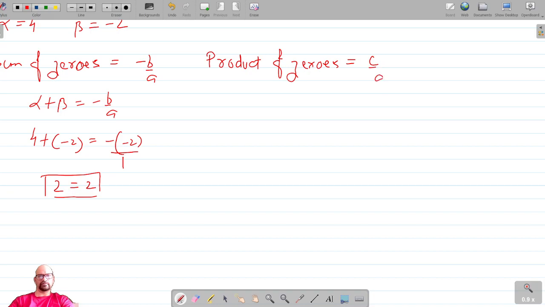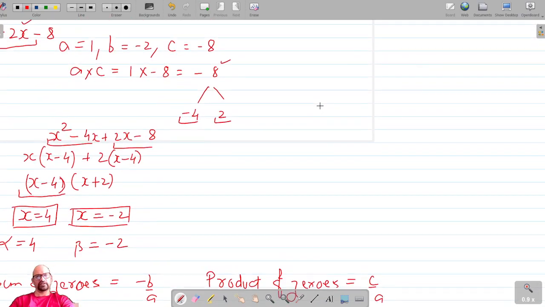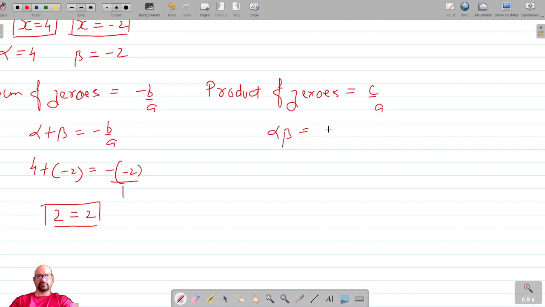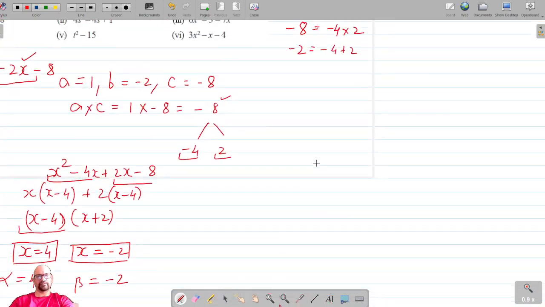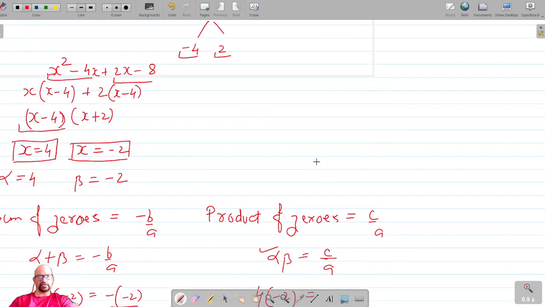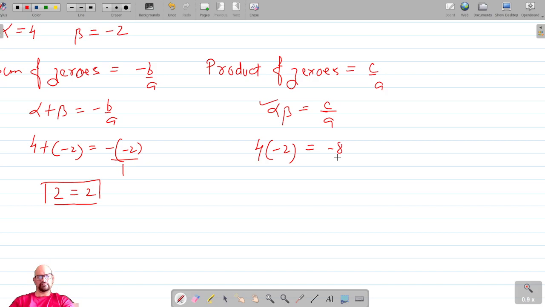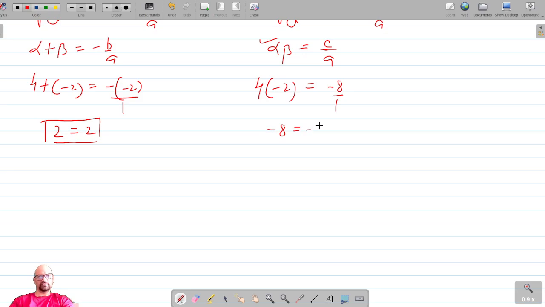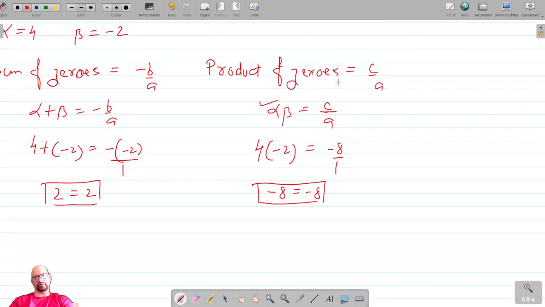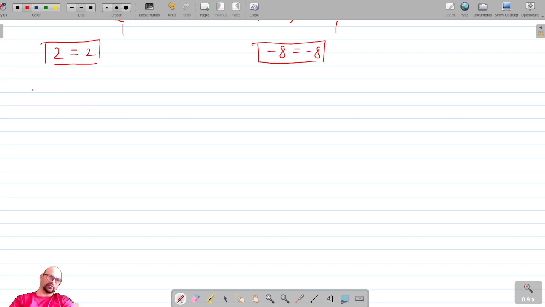Let's verify the product of zeros, which is equal to c by a. The product of zeros is alpha beta, and this is c by a. Let's put in the values. Alpha is 4, beta is -2, and c is -8 by 1. So this gives me -8 is equal to -8. So the product of the zeros is equal to c by a. Hence, we can say that the relationship is verified.